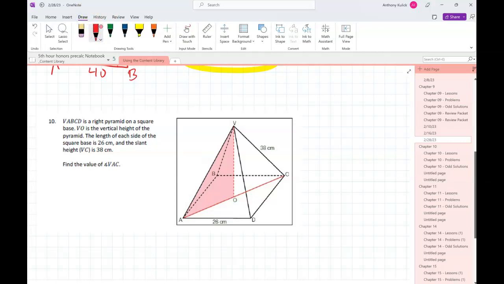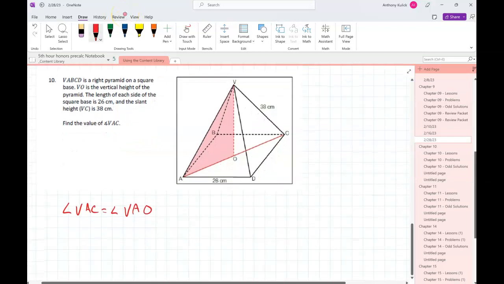Okay. Well, first thing I'm going to note is that the angle VAC is going to be the same as VAO, right? Do you agree with that, Tessa? Right. That should be kind of obvious.